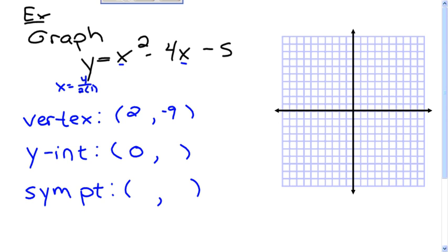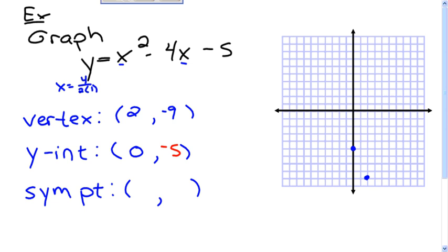Finding my y-intercept. Keep in mind your y-intercept is the easiest. The y-intercept occurs when x is 0. So this is 0 and this is 0. So 0 minus 5 gives you the negative 5. So I'm going to plot those 2 points quickly. (2, -9). And my y-intercept is (0, -5).